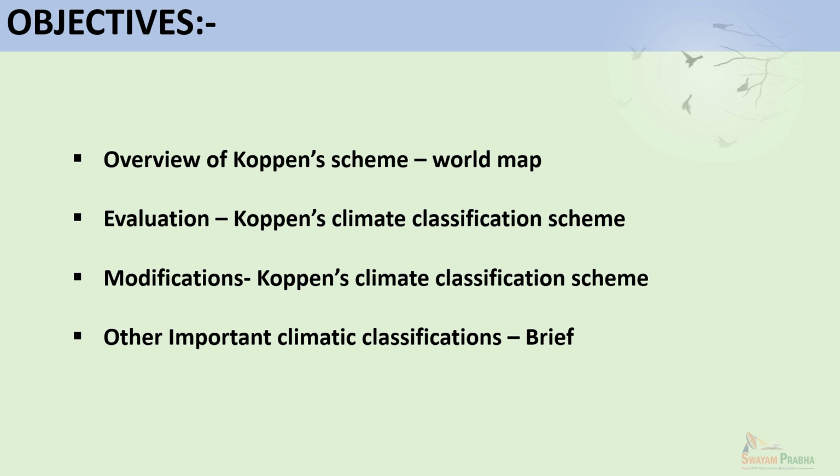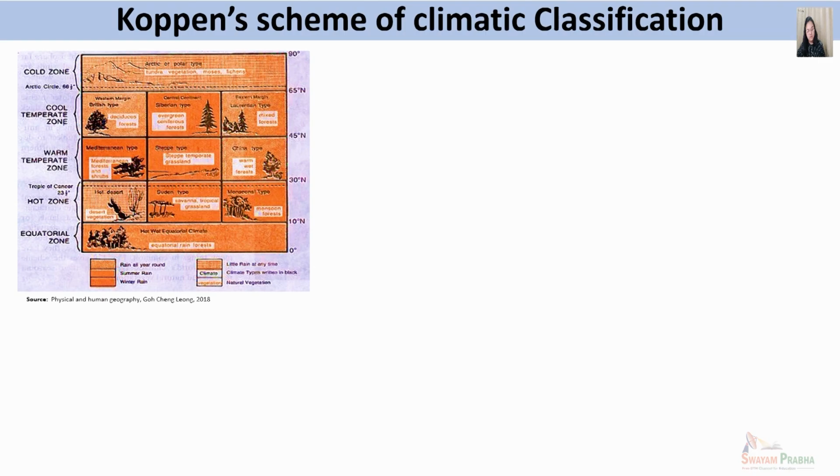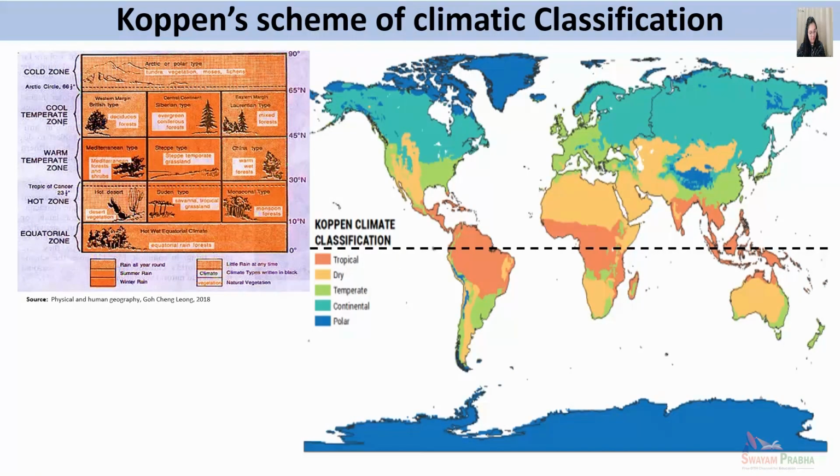And finally, we'll be discussing a few modifications which were given later on to the Koppen climatic classification scheme, and what are the other important climate classification schemes besides Koppen's, just like the Thornthwaite climate classification and the one given by Trewartha also. We will briefly look into these two schemes and how Koppen's climate classification is different or related to both. So let's begin. Let's quickly see Koppen's scheme of climate classification on the world map altogether.